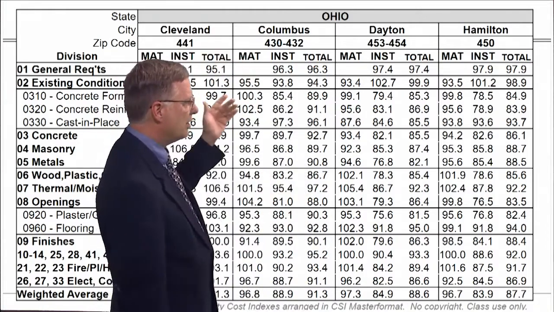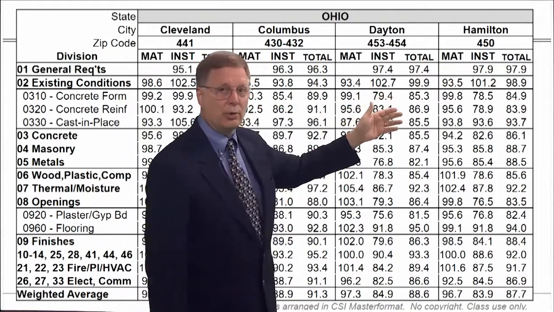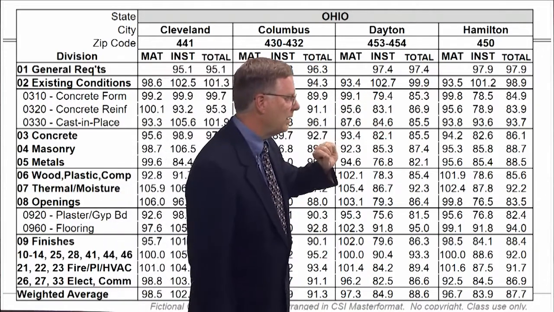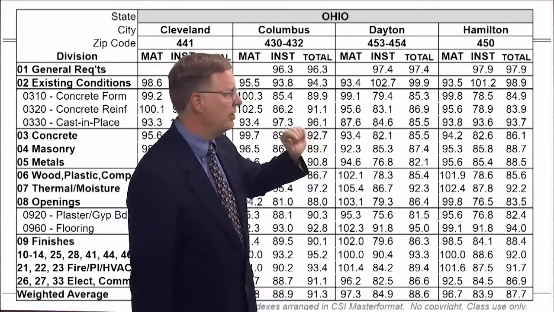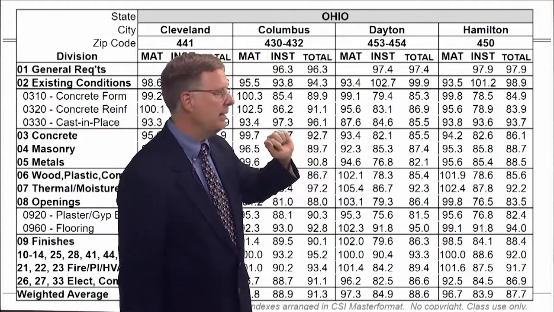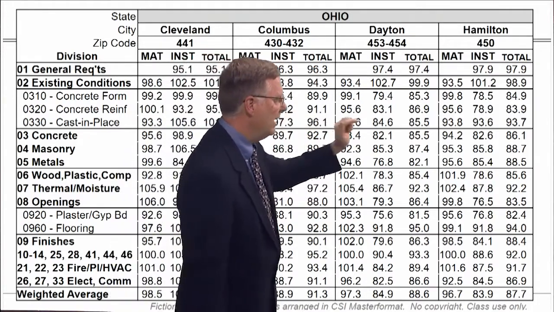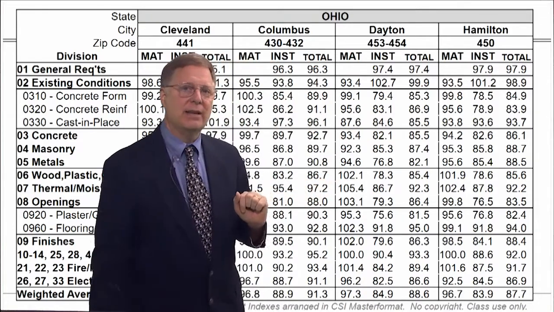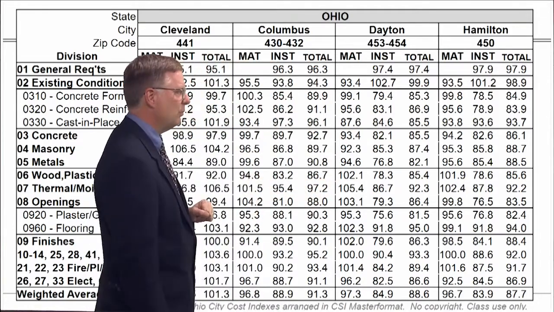So we're going to go across to Dayton, Ohio, right over here. We're going to use the total columns. We find out that the form work is 85.3% of the national average. We find out that the reinforcement is 86.9% of the national average. And we find that the cast in place concrete is 85.5. Very close to each other, but we'll use them separately.